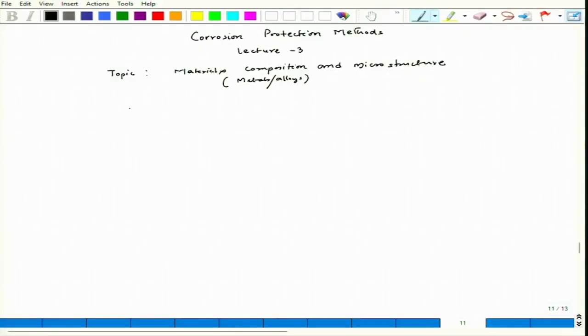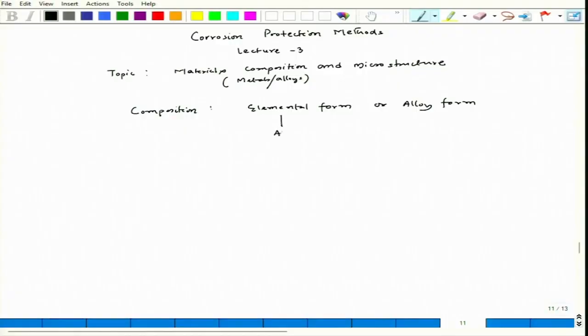Now if we talk about composition, it can be elemental form or alloy form. In the majority of our applications, we use alloy. Elemental form has a very limited application field. Now, if we talk about elements, there are elements like aluminium, chromium, silicon, copper, nickel, iron, titanium, and from there we make engineering components. I think we can mention zirconium, we can mention hafnium, all those elements are there.